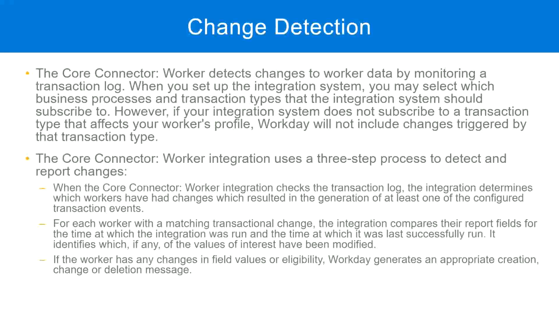For each worker with a matching transactional change, it compares their report fields to see what the changes were. What changes have happened to the data for that particular worker? First, it will identify only the workers who had a change. Then it will compare each and every field to see what information was changed, if at all there is a change. Then it checks when the change was made and with what effective date.